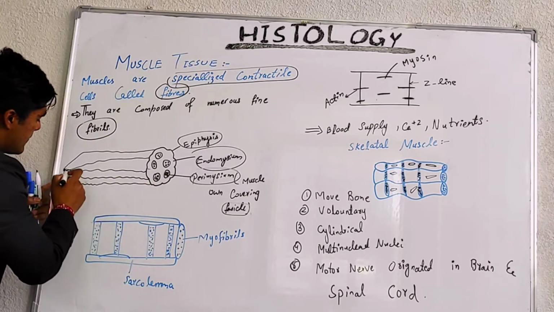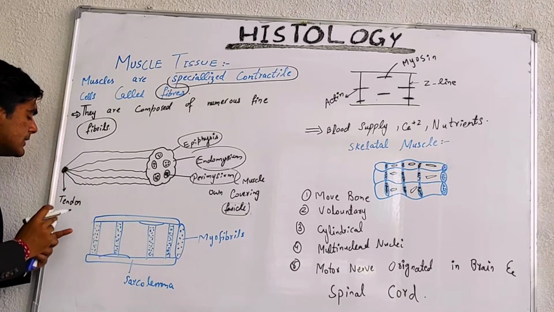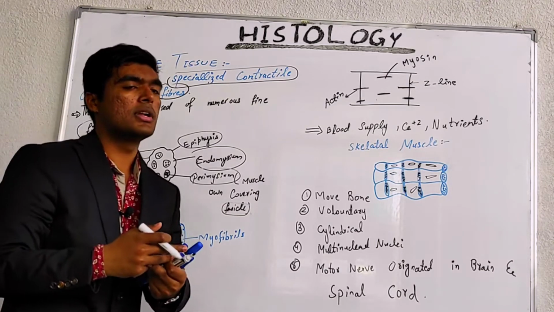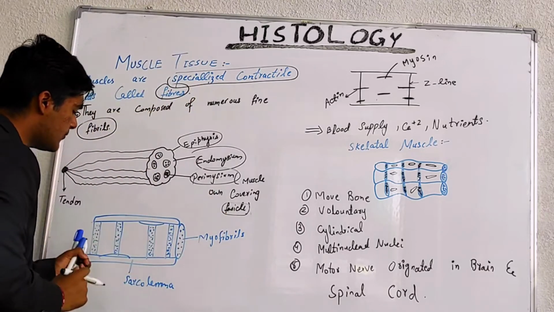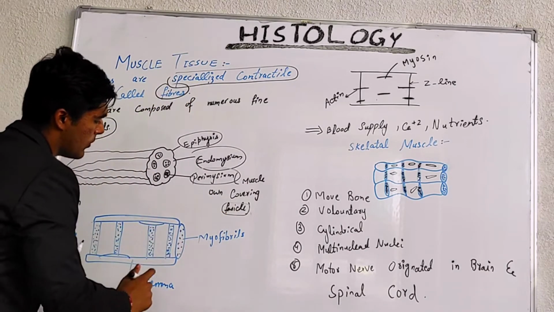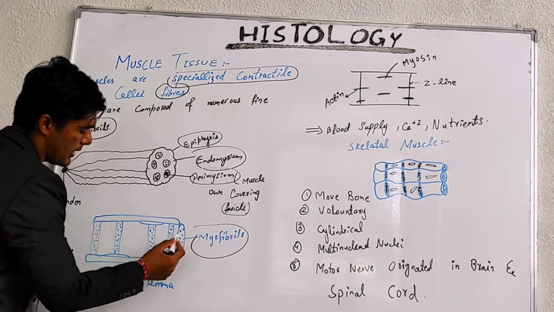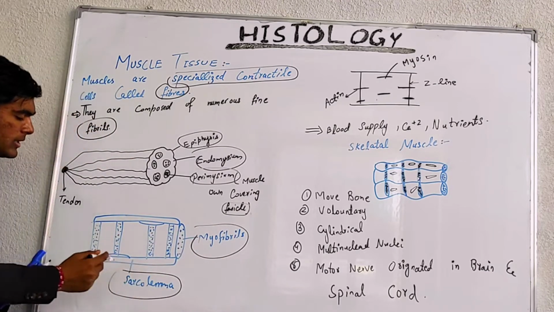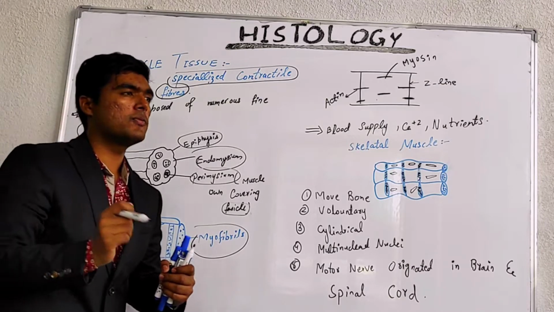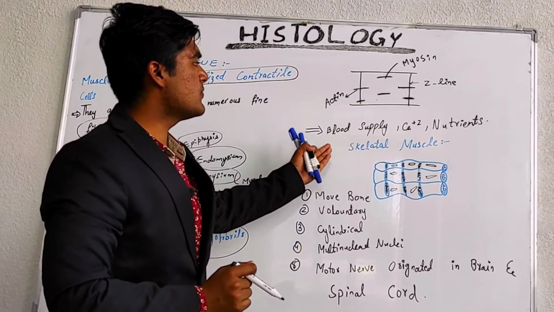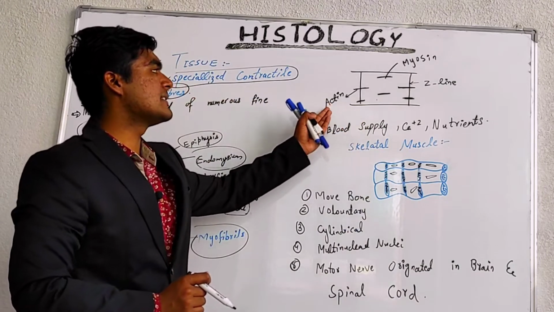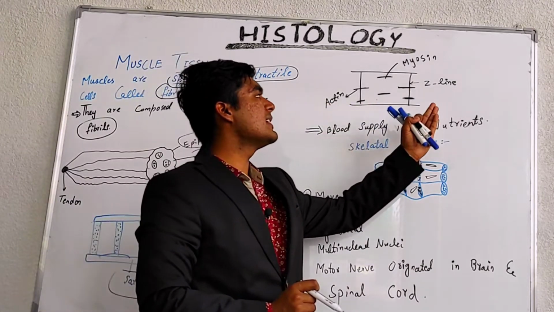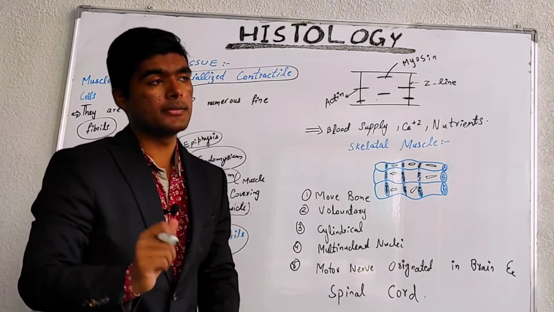Collectively they form a tendon, which attaches muscles to bone. So we say that component is our tendon. When we further cross section that, here we have myofibril and sarcolemma. They play a major role in the contraction of muscle. Contraction and relaxation are performed by these components: actin, myosin, and Z line and M line.